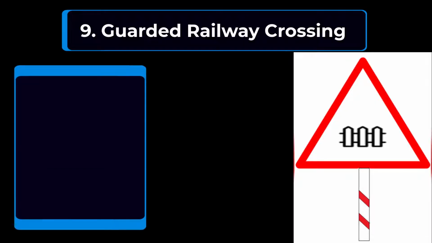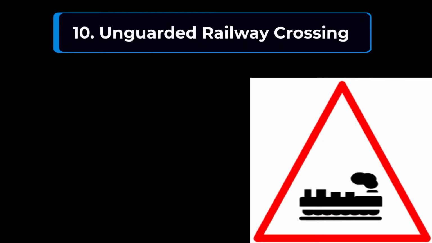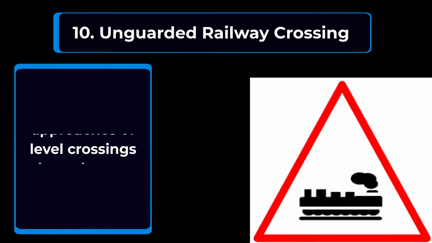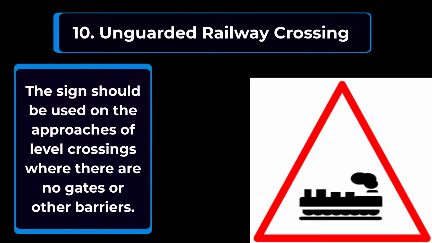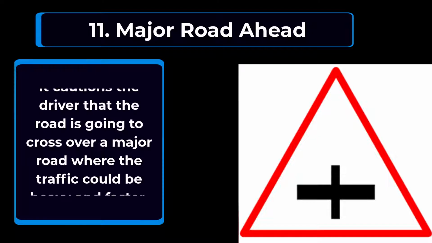9. Guarded railway crossing. The sign should be used to warn traffic on the approaches to guarded railway crossings. 10. Unguarded railway crossing. The sign should be used on the approaches of level crossings where there are no gates or other barriers. 11. Major road ahead. It cautions the driver that the road is going to cross over a major road where the traffic could be heavy and faster.